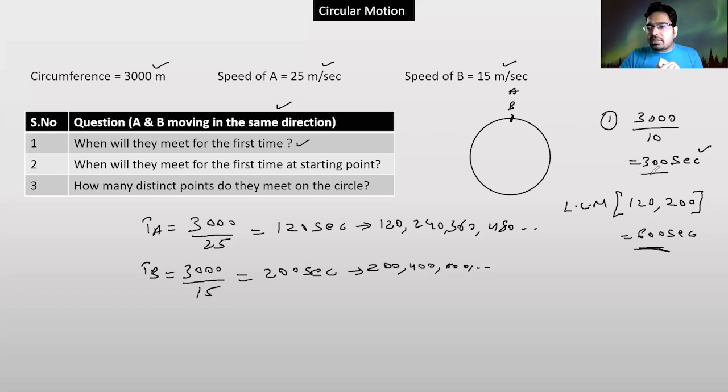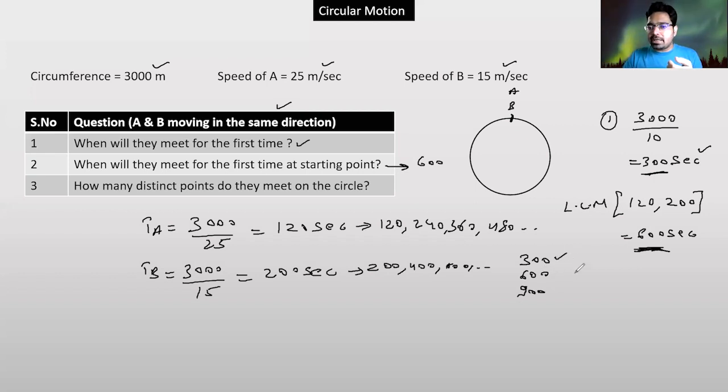So after every 300 seconds, they will meet. And after every 600 seconds, they'll come back to the starting point. So the answer to question number 2 will be 600 seconds. How many distinct points do they meet on the circle? Now try and understand. At the end of 300 seconds, they'll meet. At the end of 600 seconds, they'll meet. At the end of 900 seconds, they'll meet. Now, the moment they meet at the starting point, after that, this will start repeating.